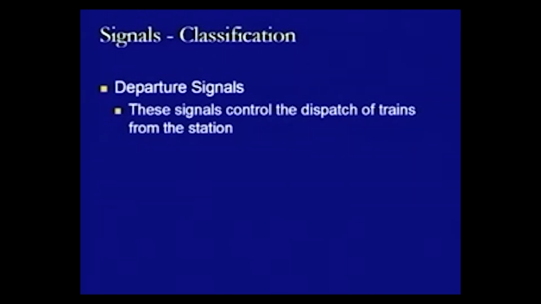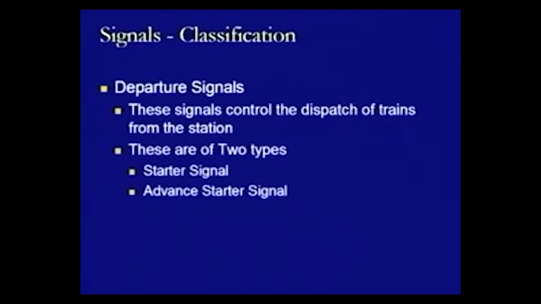We will be looking at these departure signals, and the categories of these departure signals again are two. We have two types, one is known as the starter signal, another one is known as the advance starter signal.